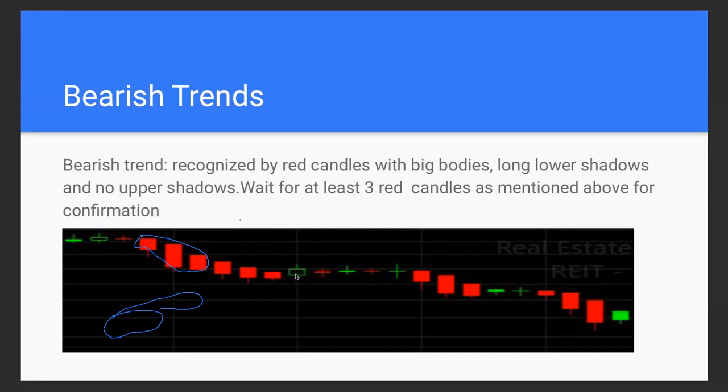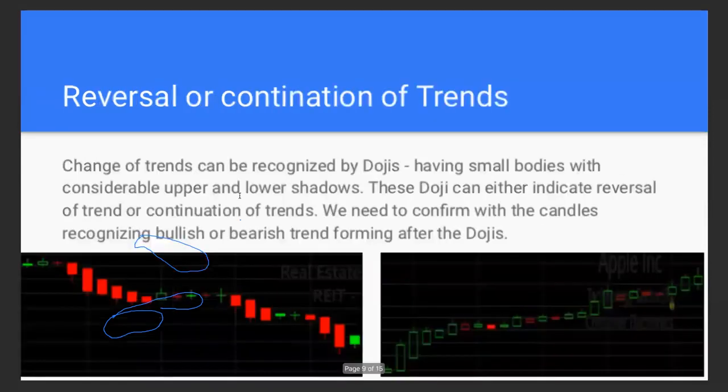But in between, you have one green candle and the dojis and all those things. In a minute, we'll be talking about what doji means, but you can see that the trend is continuing here, until you see the bullish trend happening, right? So that is what it is. So now let's go to the next slide.